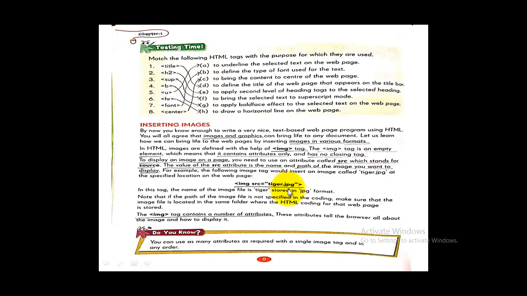Okay, listen carefully. The dot here is known as a period. To the left of the dot, to the left of the period, is the file name. To the right of the dot is the file format. Now, which file format is this tiger image file? This is a JPG file.